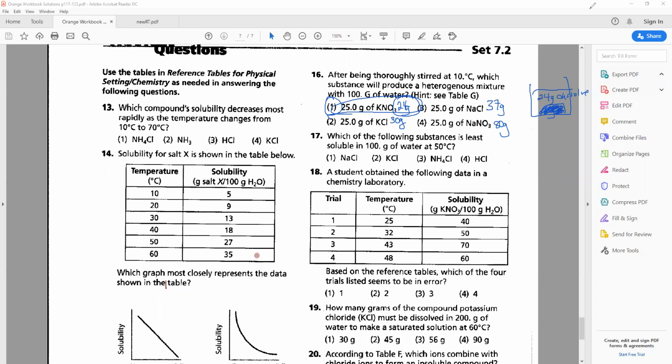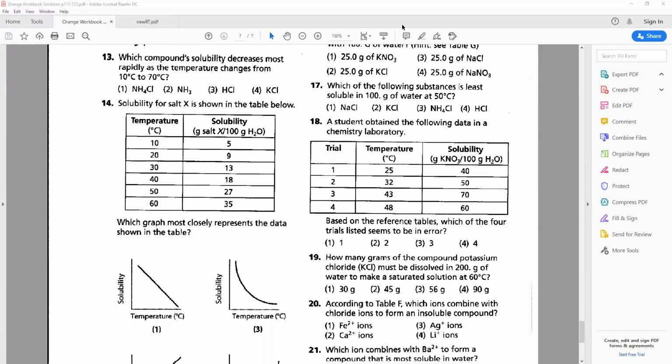It's a little more conceptual and can be a little tricky, this one. Let's move on to question number 17. Which of the following substances is least soluble in 100 grams of water at 50 degrees Celsius? So let's write them over here. So we're going to have NaCl, KCl, NH4Cl, and HCl. And they're looking for the least soluble at 50 degrees Celsius.